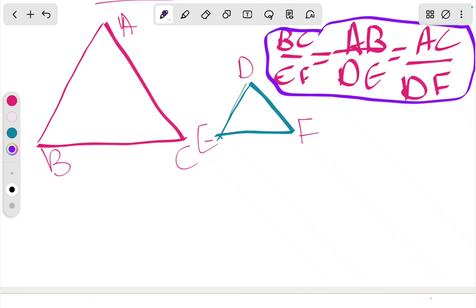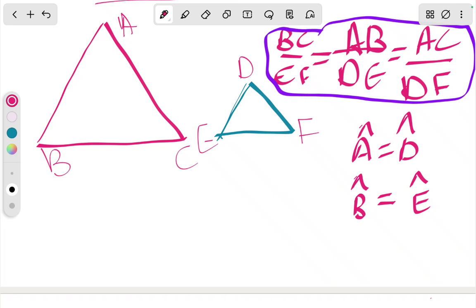Now what you're going to do is first construct your triangle. Before constructing, you'll have some information given to you. You'll be given that angle A is equal to angle D, and angle B is equal to angle E. Take note that it's the angles from the left triangle equal to the angles on the right triangle. So angle C equals angle F.